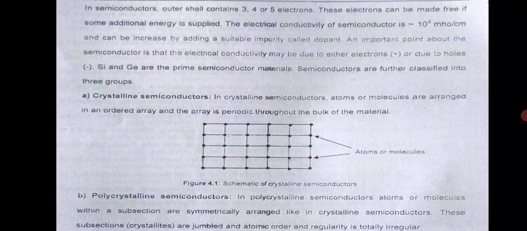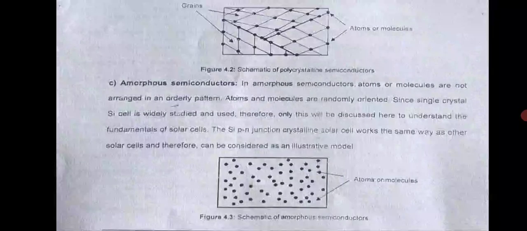The next type of semiconductor is the polycrystalline semiconductor, in which the atoms and molecules within a subsection are symmetrically arranged as in a crystalline semiconductor, but these subsections are jumbled, and the atomic order and regularity are totally irregular. The third type is the amorphous semiconductor, in which atoms and molecules are not arranged in an orderly pattern but are randomly oriented. And since the single crystal silicon cell is widely studied and used.